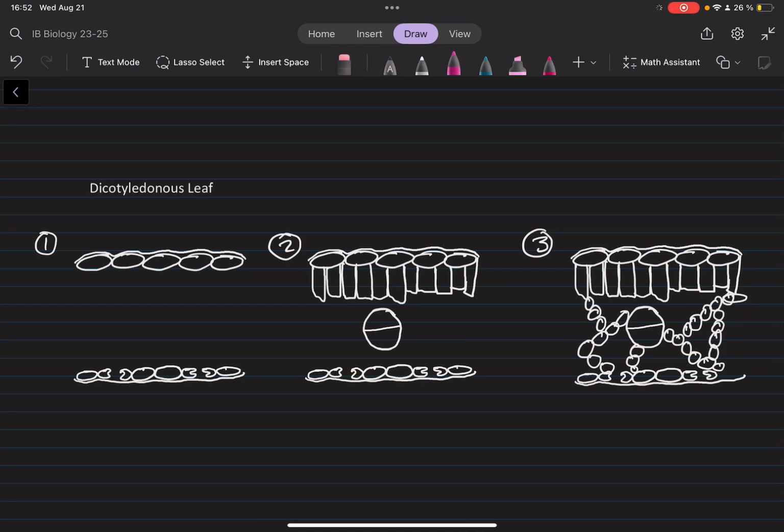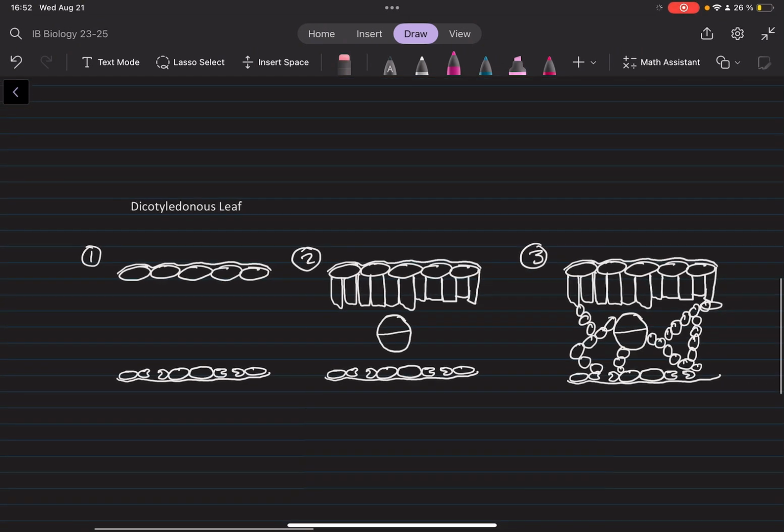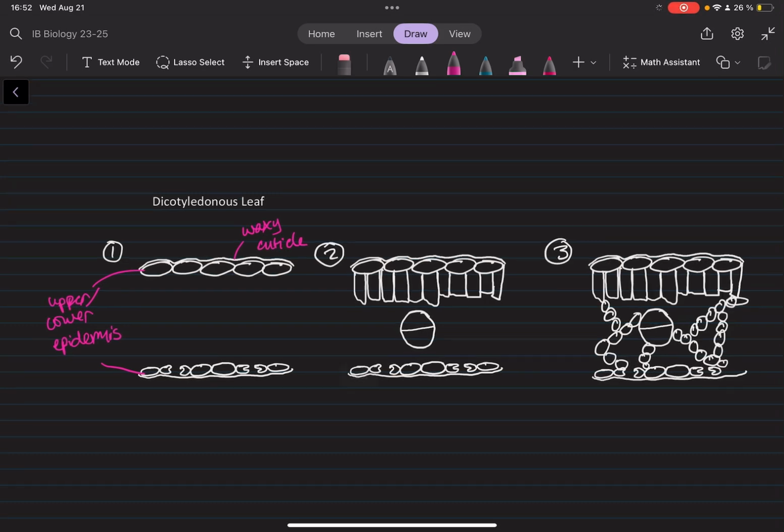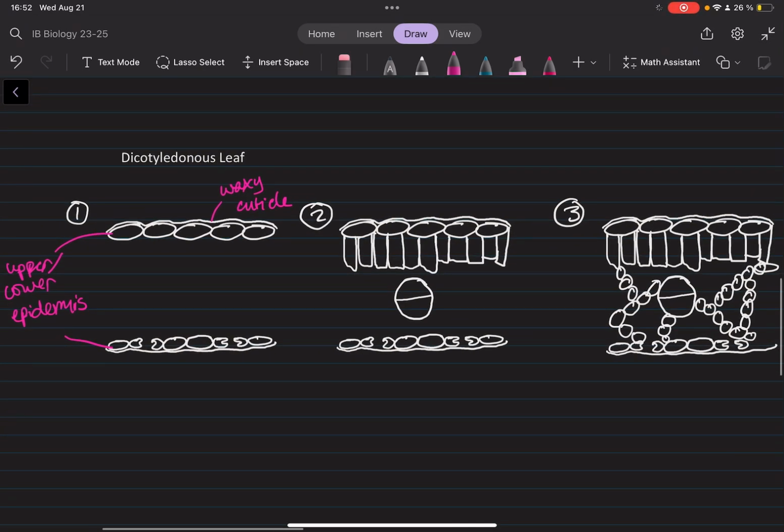So the first thing I do is I do the outermost layers, and these are called the upper and the lower epidermis. Then you've also got the waxy cuticle on both the upper and the lower epidermis. And on top of these, you've also got guard cells and the stomata.